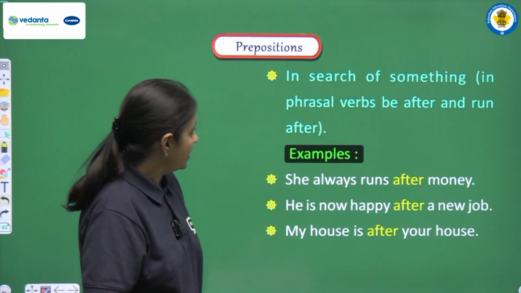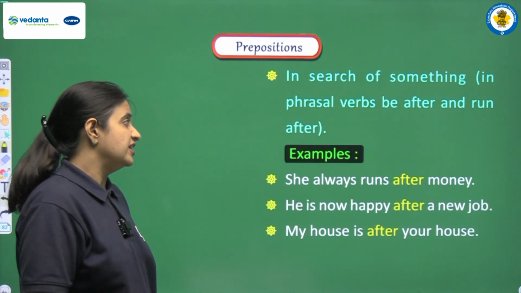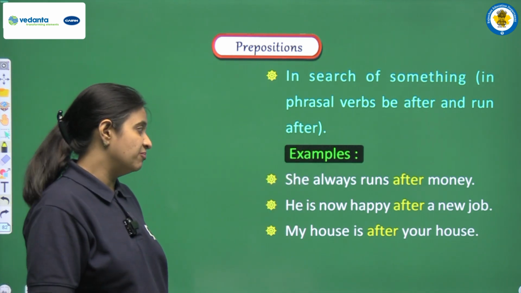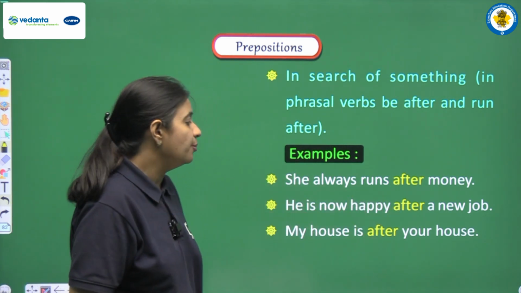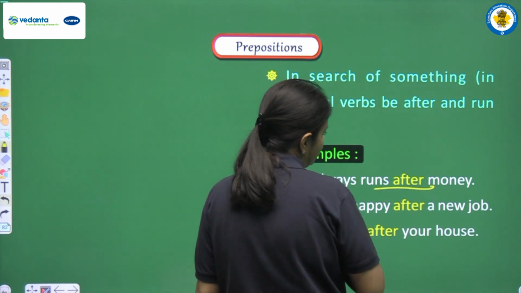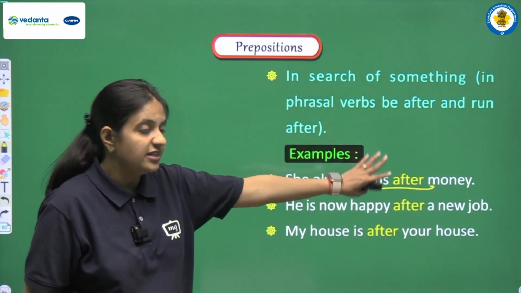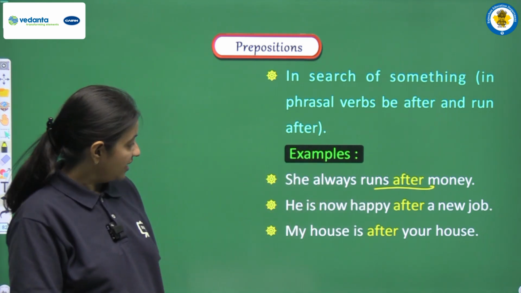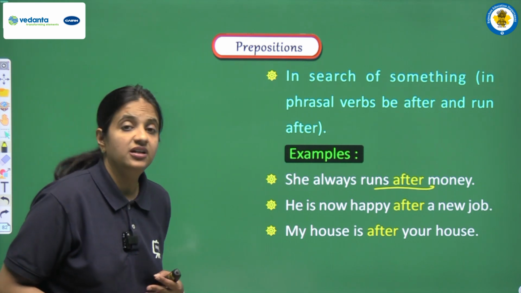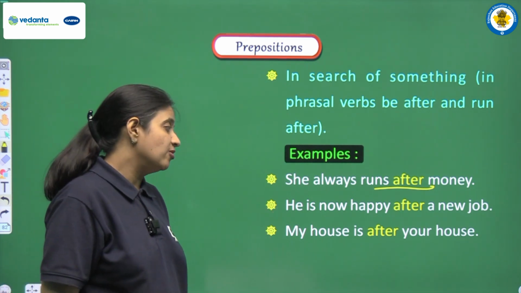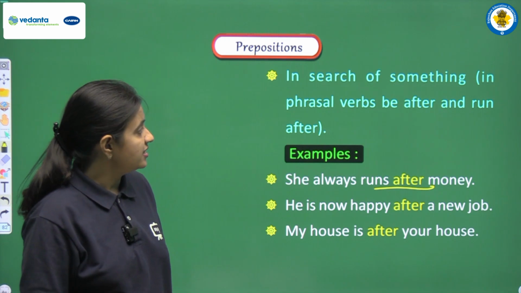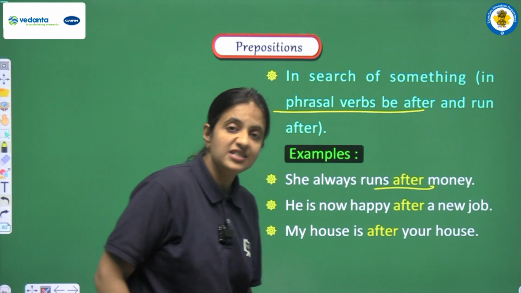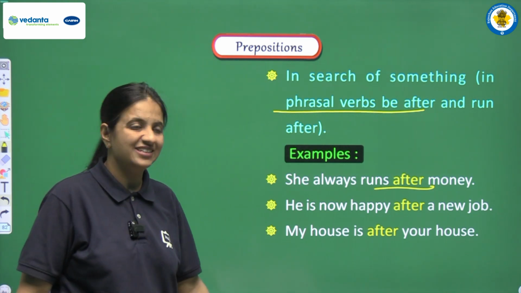Okay. Next, in search of something, in phrasal verbs, be after and run after. Let's clear this with the help of examples. She always runs after money. Here we are having "after" in a sentence. We can use it in this manner also. Next is, he is now happy after a new job. And next is, my house is after your house. So yes, it is used in this meaning when we are having phrasal verbs. In this manner we can use "after" in a sentence.